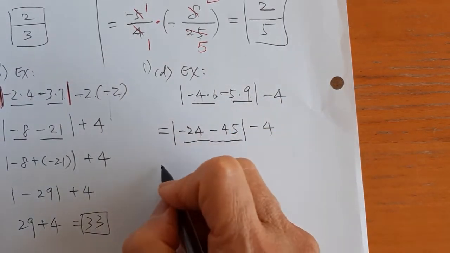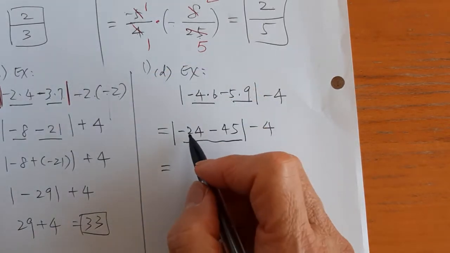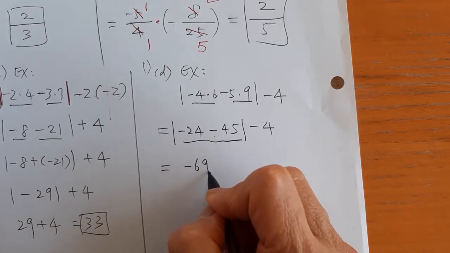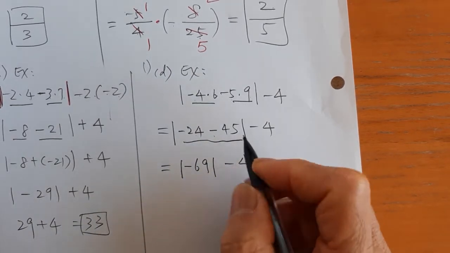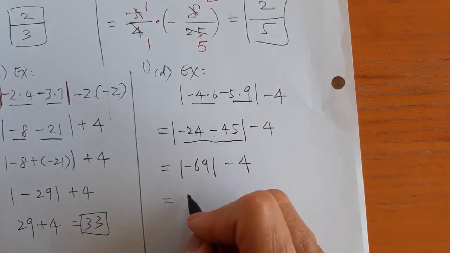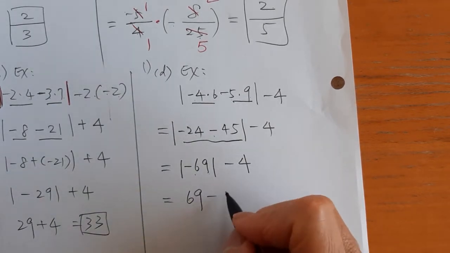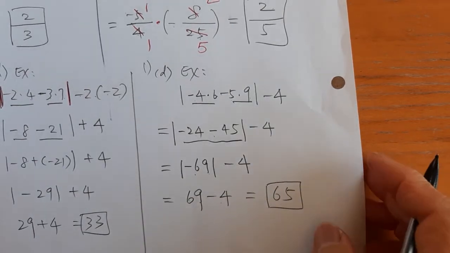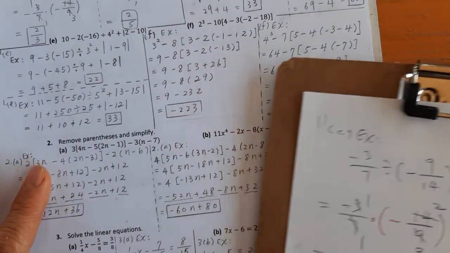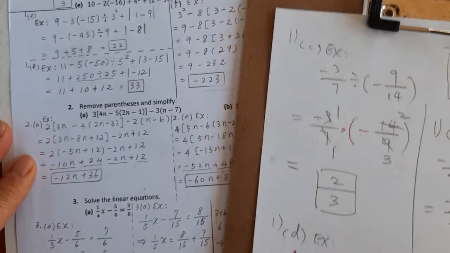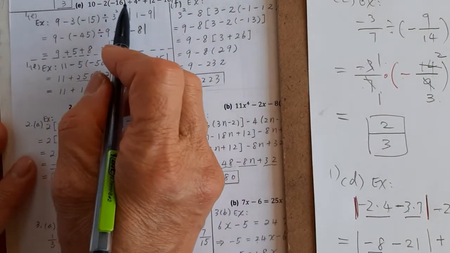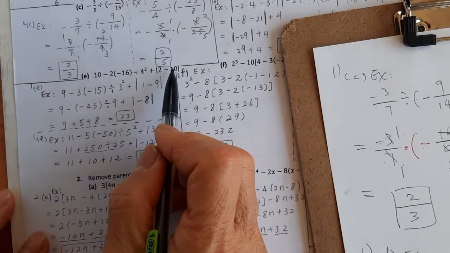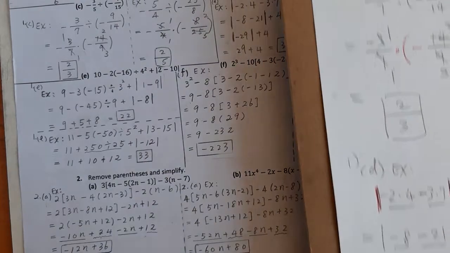Then do inside the absolute value, negative 24, add negative 49 is negative 69, take absolute value, minus 4. Negative number, take absolute value, become positive 69 minus 4. Then 69 minus 4, you got 65. So that's, and then E, this question, E, that's your homework question. This one is your homework question. Let's do one example.